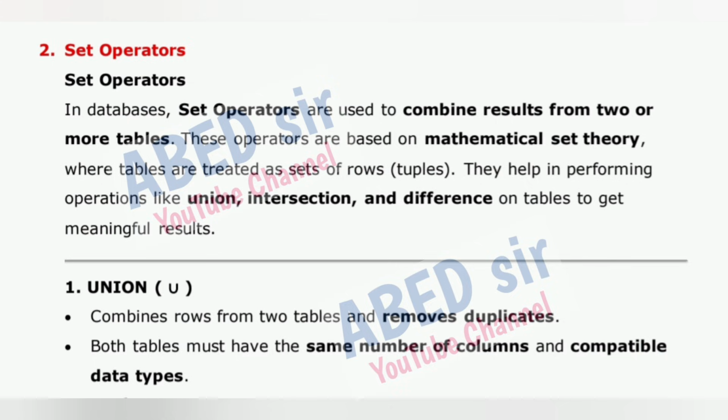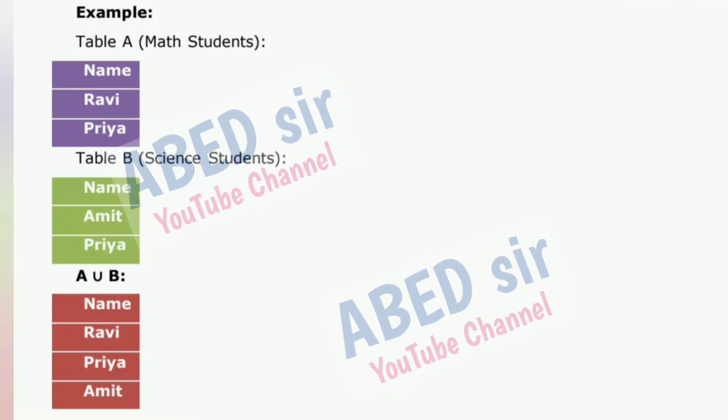1. Union combines rows from two tables and removes duplicates. Both tables must have the same number of columns and compatible data types. Example: Table A, Math students. Name: Ravi, Priya. Table B, Science students. Name: Amit, Priya. A ∪ B. Name: Ravi, Priya, Amit.